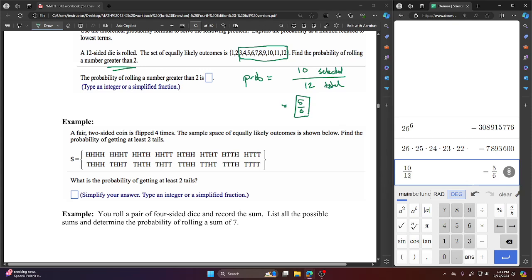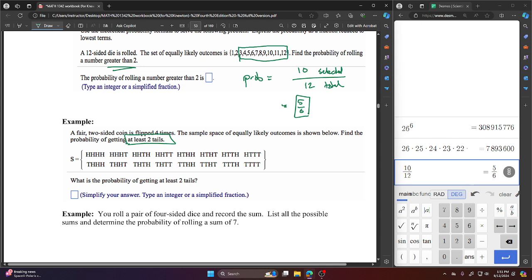So a fair 2-sided coin is flipped. By fair, they just mean it's actually 50-50. I know some coins are bent. I don't know if y'all have ever seen an unfair coin. They might talk about that on the homework, and they'll tell you this coin is only 30% chance of something because they bent it so that it flips a certain way. So just watch out for those kinds of things. Fair means 50-50. So we're flipping coins, and they say we want to get at least 2 tails. At least 2 tails. So 2 would be the least. Could I have 3? Could I have 4? Could I have 1? No.